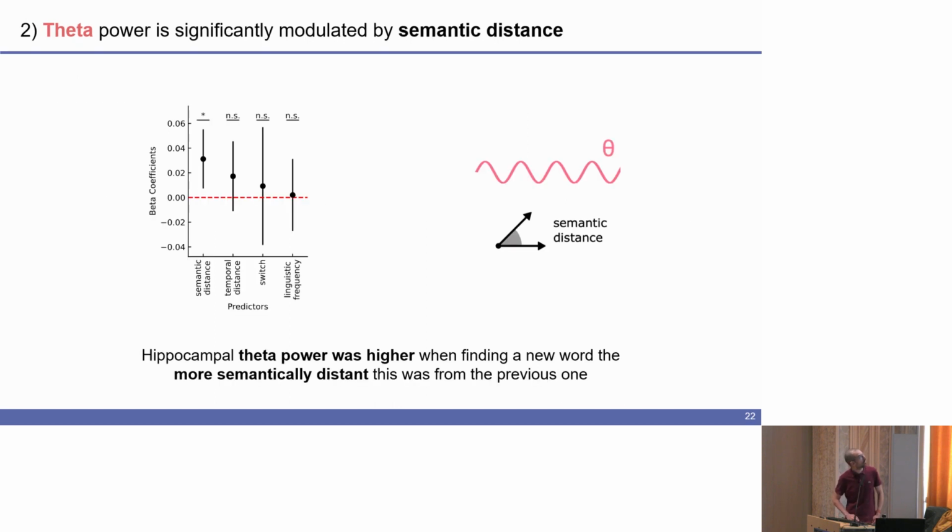And what we observed was that theta power was significantly modulated by the semantic distance. So this means that hippocampal theta power was higher the more semantically distant, when finding a new word, this was from the previous one. And semantic distance was the only significant predictor here.